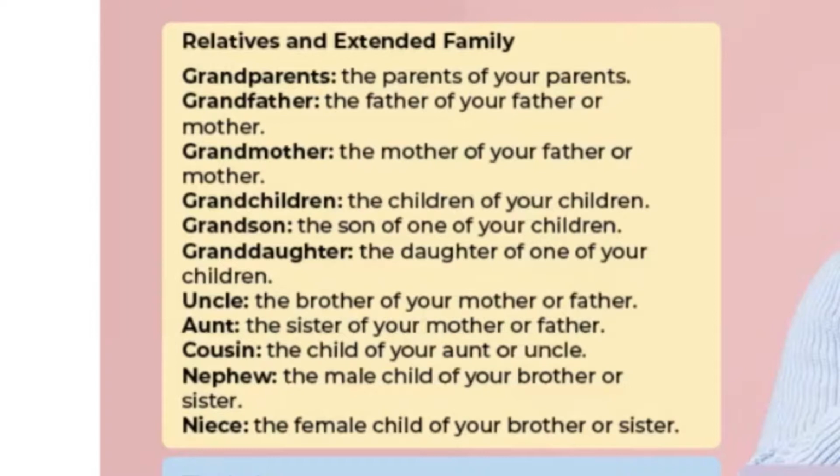Uncle, the brother of your mother or father. Aunt, the sister of your mother or father. Cousin, the child of your aunt or uncle. Nephew, the male child of your brother or sister. Niece, the female child of your brother or sister. Okay, it seems kind of confusing, but it's not, okay? Once you already know these words in Spanish, you know that it's not that difficult to understand.